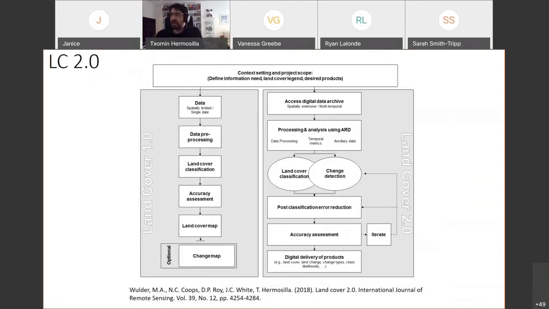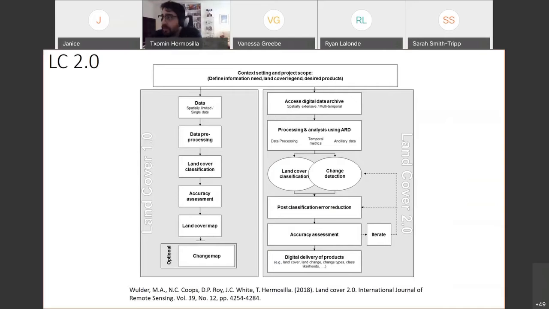Now I would like to move to land cover classification. We are working with the methodology that we call land cover 2.0, as opposed to the classic land cover classification of images that we call land cover 1.0. Obviously, in the old times of land cover 1.0, the traditional land cover classification, we had limited options. There were not many satellites. There were not that many different resolutions. We couldn't access all the time series.